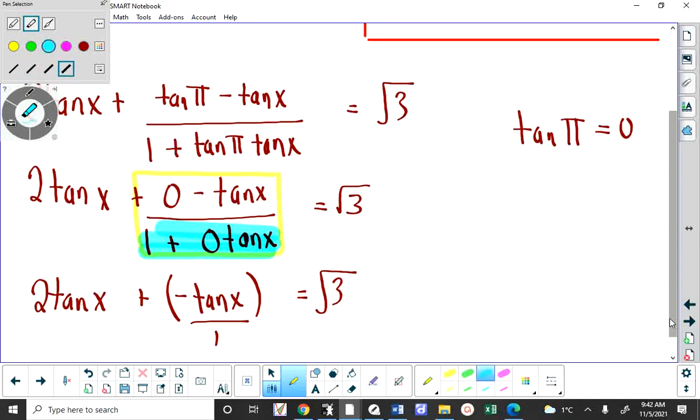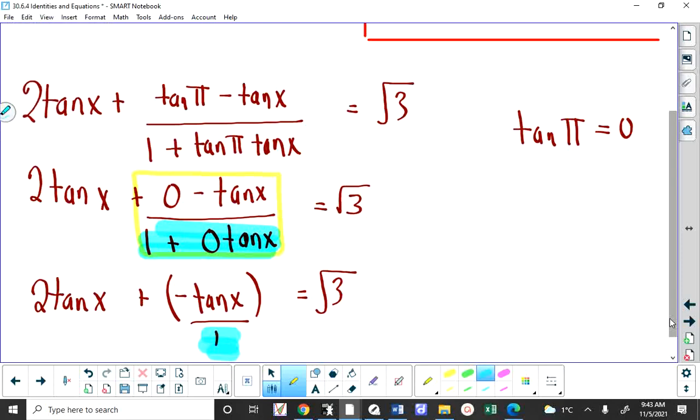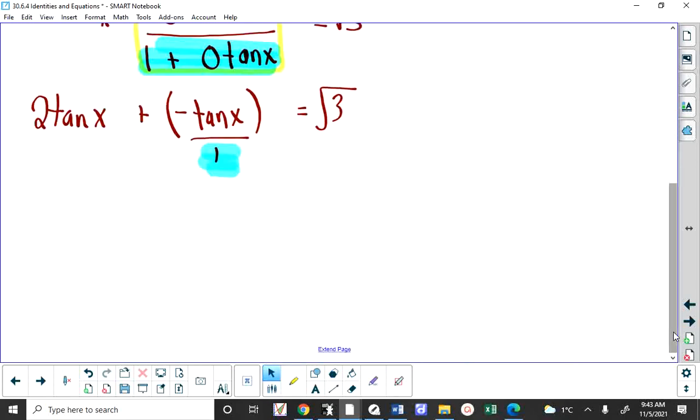But 0 multiplied by tangent of x is 0. So we're left with 1 plus 0, which means we're left with 1, because 1 plus 0 is 1. And I just don't need to write it. Good? Okay, so now we have 2 tan x minus tan x, which is tan x, equals root 3.